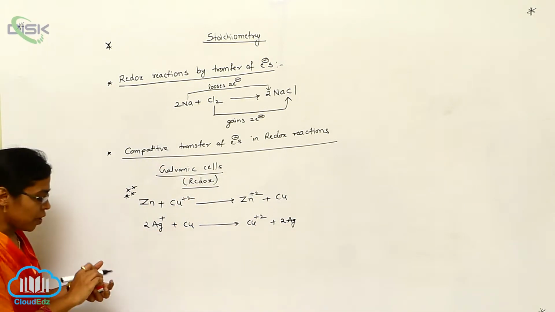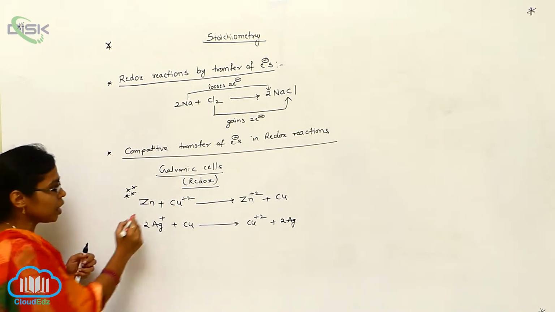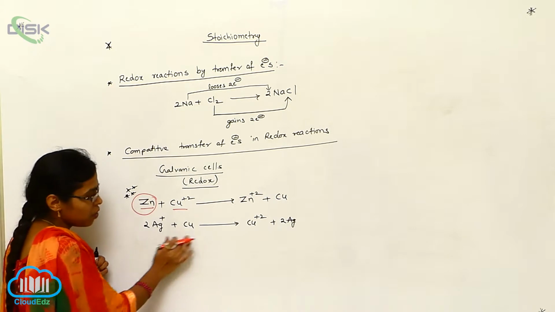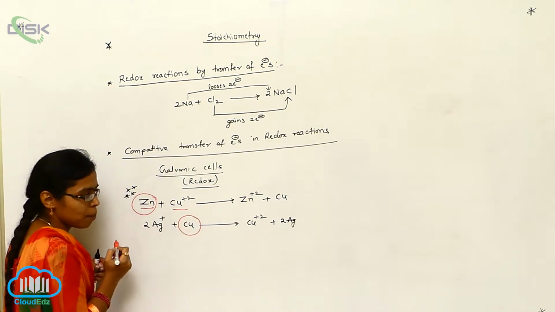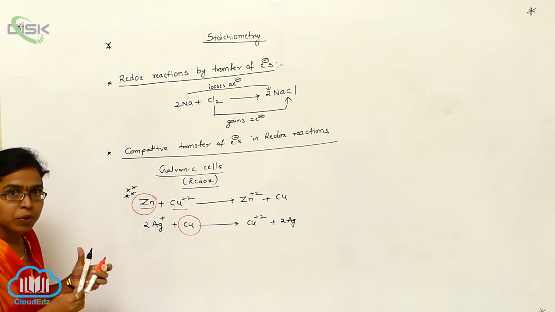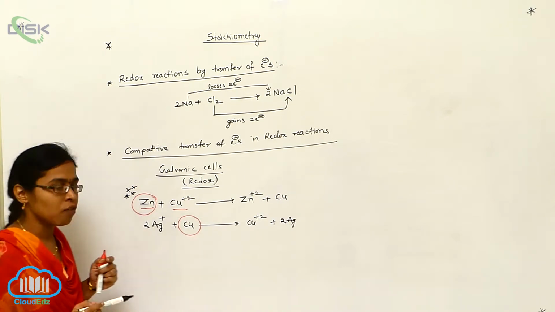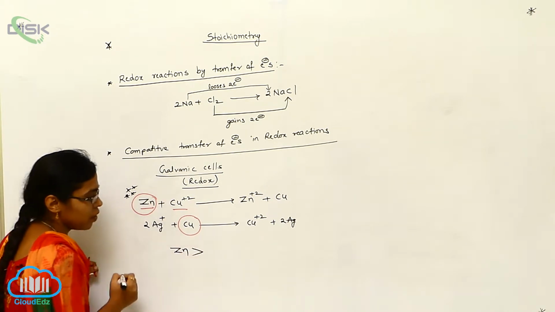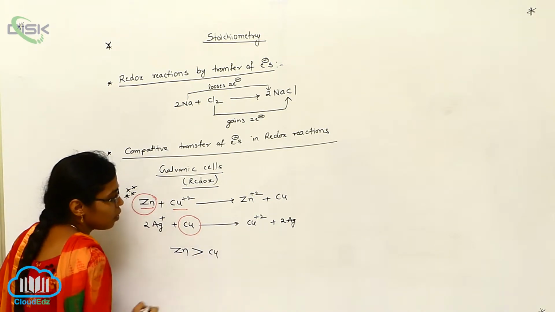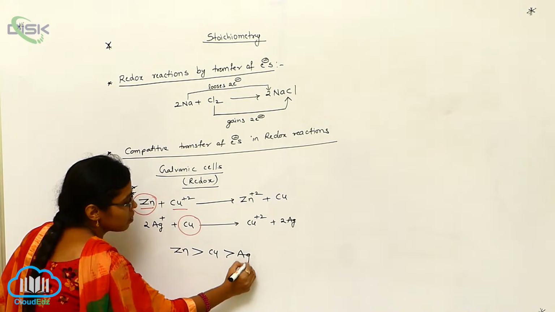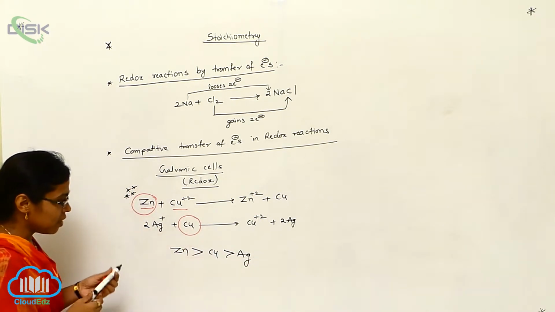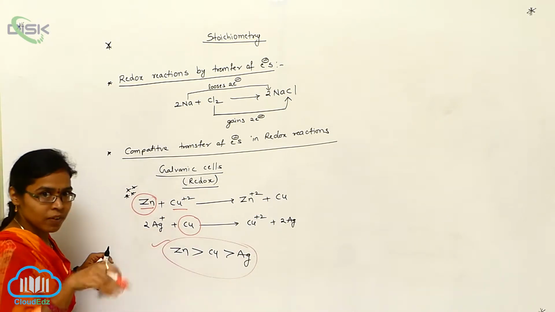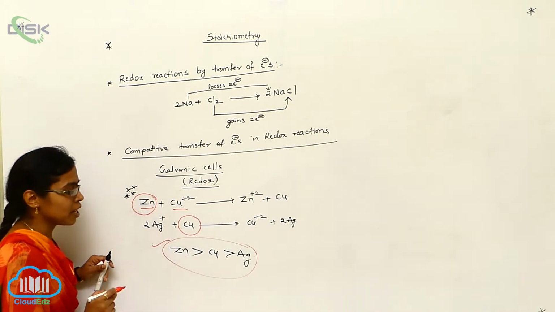So whenever you compare, in this one which loses the electron? Zinc. In this one which loses the electron? Copper. That means the priority order of losing electrons is zinc first, which is always greater than copper, which is always greater than silver. In these 3 metals, which one easily loses electrons? Zinc. That means which one easily oxidizes? The zinc.